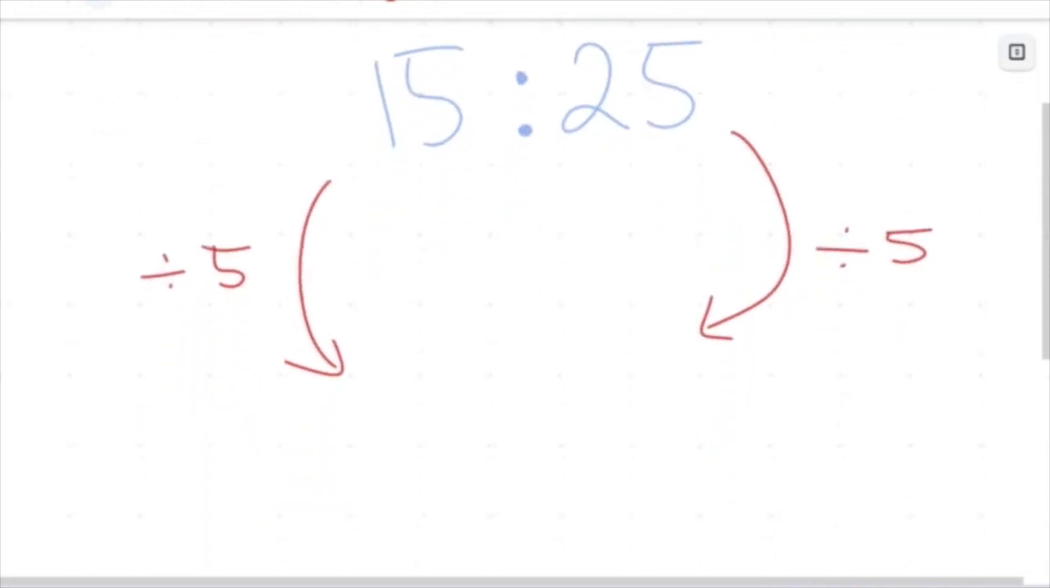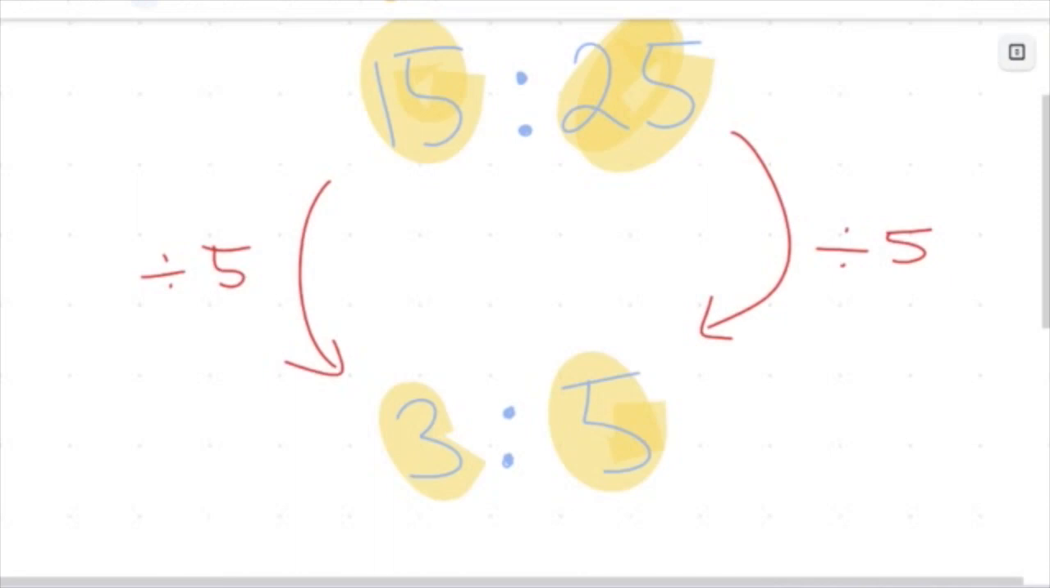Dividing 15 by 5 gives me 3, and I'm still going to put my ratio symbol here. Dividing 25 by 5 gives me 5. So I have reduced this ratio into a simpler ratio, which tells me the same idea: for every 3 of one thing, the other thing has 5. That is the same as saying for 15 of the first thing, I'm going to have 25 of the other. It's the same as that cordial jug analogy we talked about in the previous video.